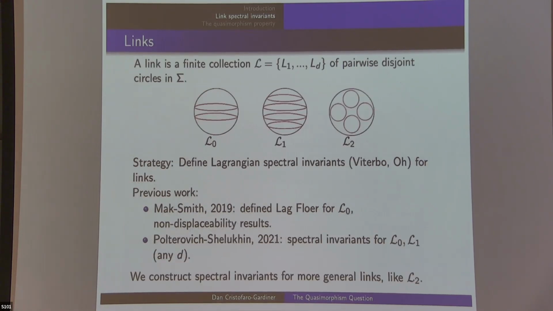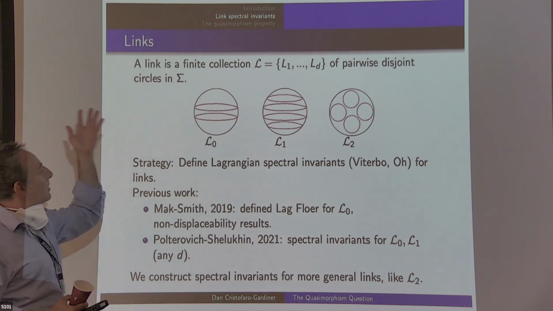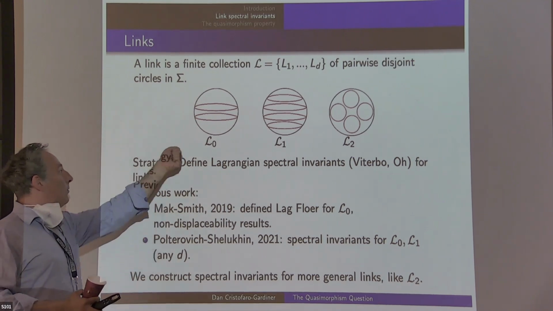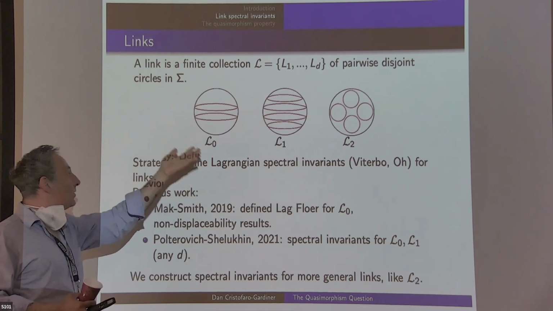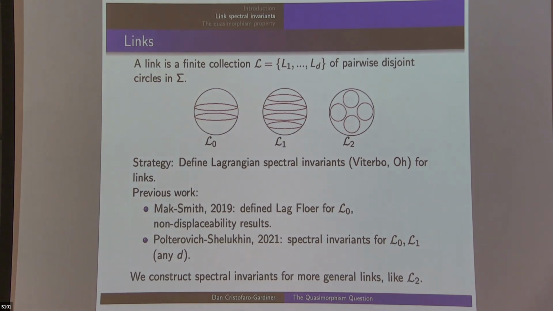Okay, so let me tell you more about a link spectral invariant. So what is a link? Well, I just want to start with a collection of disjoint circles in my surface. And now I want to define some invariant of a Hamiltonian on the two-sphere coming from a collection like this. I've drawn for you some particular links. The strategy is to try to use the so-called construction of Lagrangian spectral invariants. I put two authors here, Viterbo and Oh, but the construction also goes back to FOOO. Later we'll talk about Leclercq and Sapolsky.